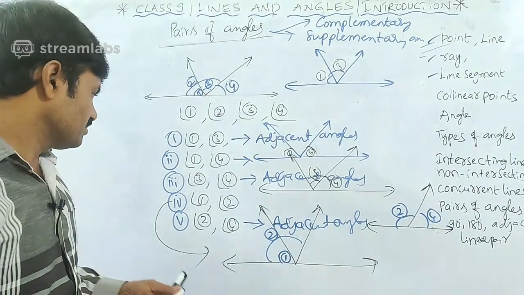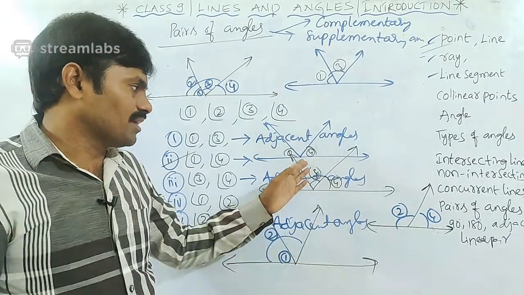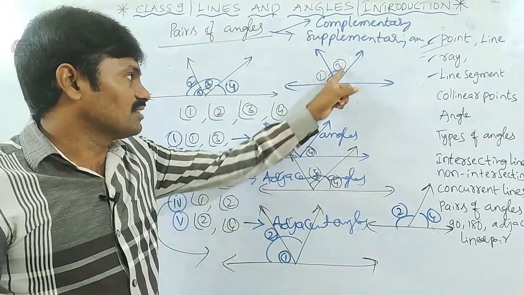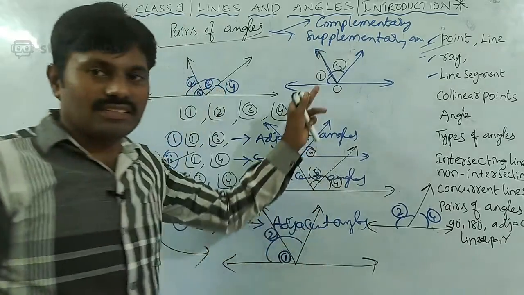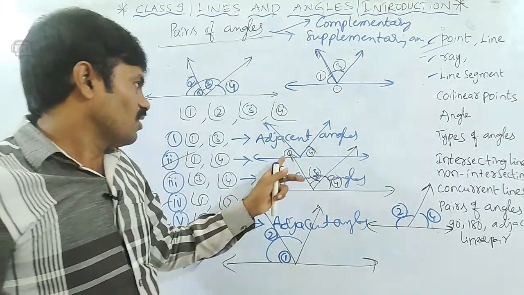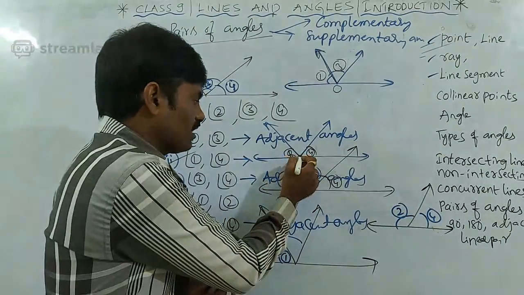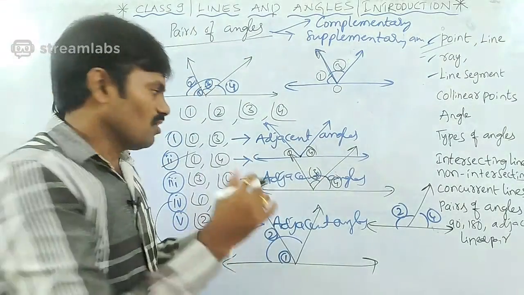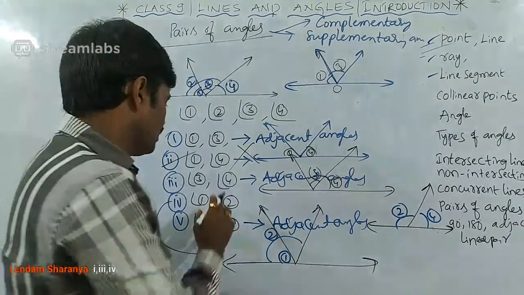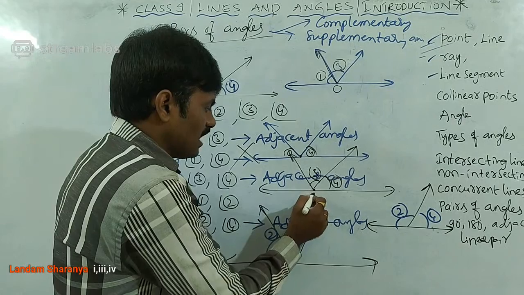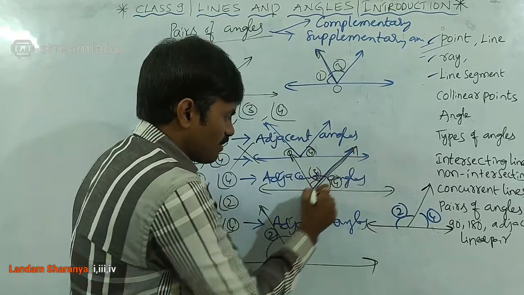Observe the second example. Does it have a common vertex and a common side? For 1 and 3, the common vertex is this much only, that is O. This is the common side. So these are adjacent angles. Very good. Now come to the second one. It has a common vertex, but do they have a common side or common arm? No. So these are not adjacent angles. Okay, clear? These are not adjacent angles. Now come to the third one. This has a common vertex, that is O, and what is the common side?